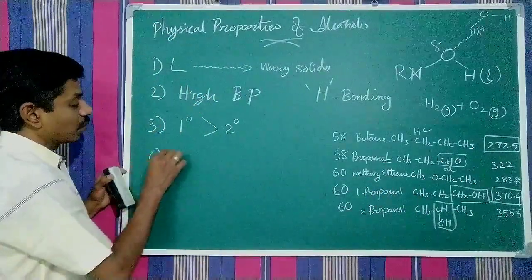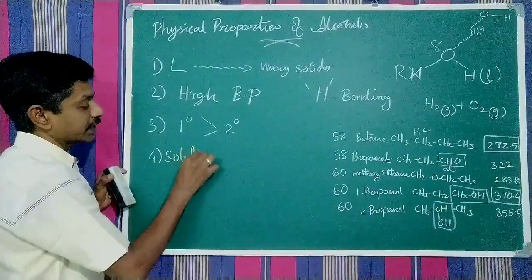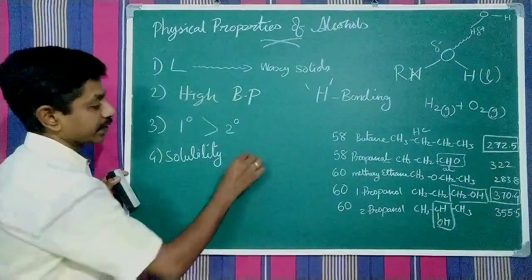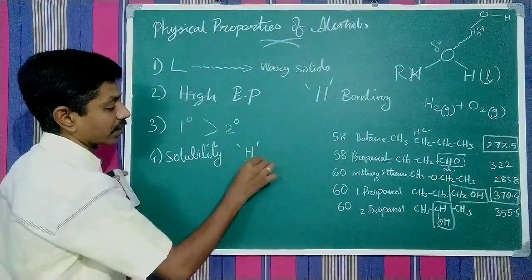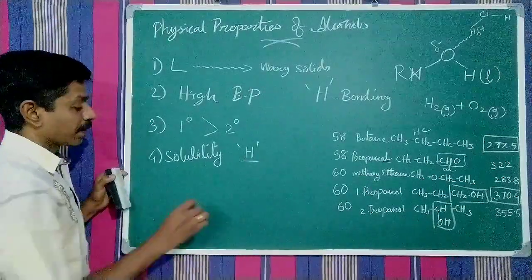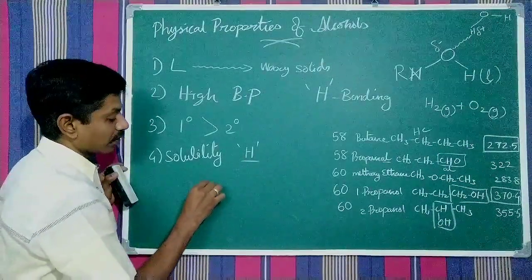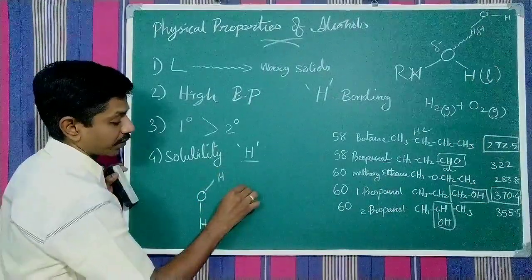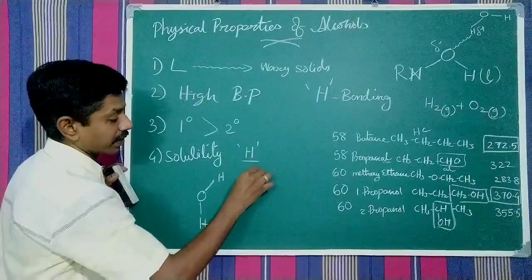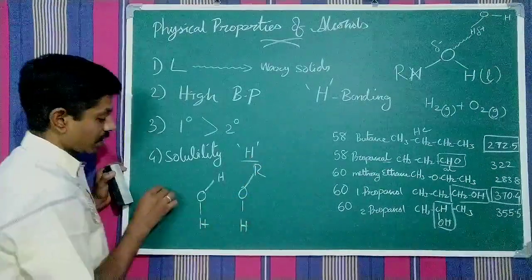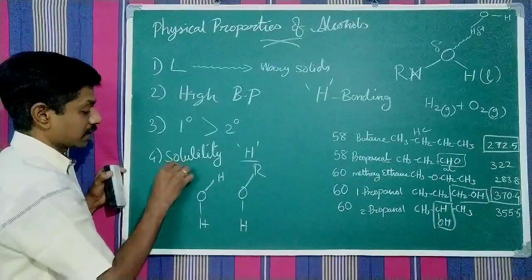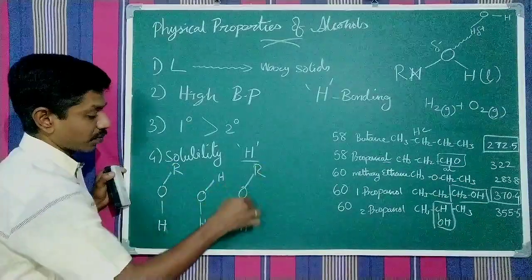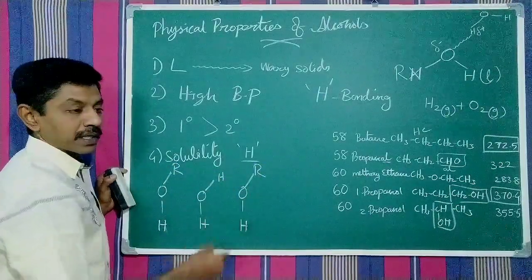And next, how do they dissolve? Solubility. How to explain solubility? The same strategy we can adopt. They go for intermolecular hydrogen bonding. For example, we take a molecule of water. So water exists like this. And I take an alcohol, maybe ROH, and here another alcohol like this, or ROH in between water molecules.